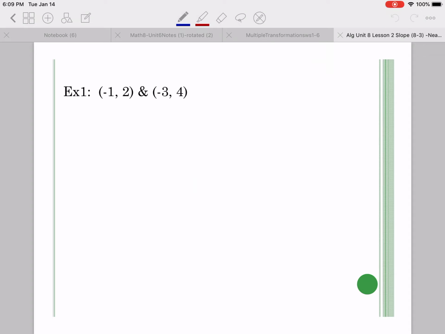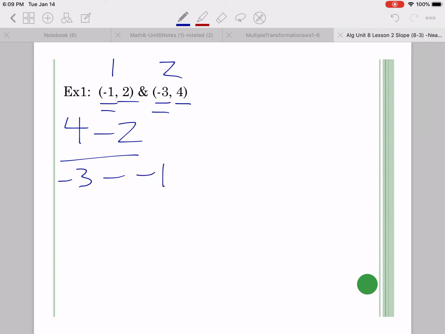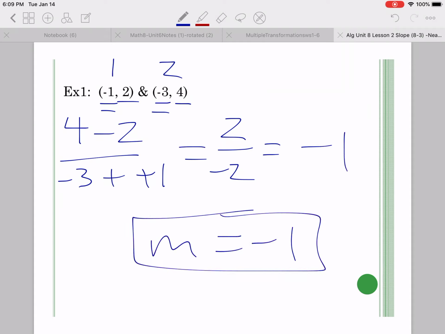So notice we've got our first ordered pair, our second ordered pair. The second y is the 4, so we'll do 4 minus the first y, which is 2, divided by the second x, which is negative 3, minus the first x, which is negative 1. Notice the minus and negative will become a plus, a positive, on the bottom. So we'll get 4 over negative 2, which means we have a slope of negative 1. So the answer for the first one would be negative 1.